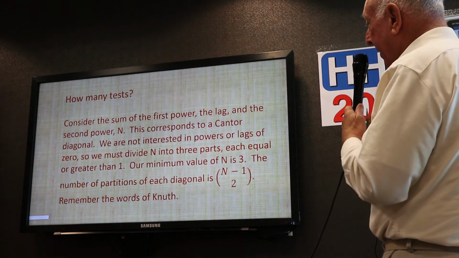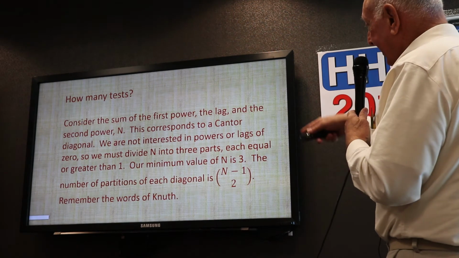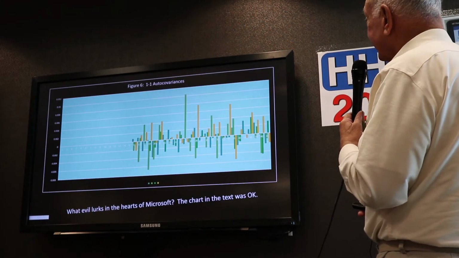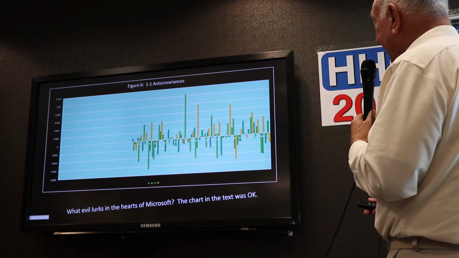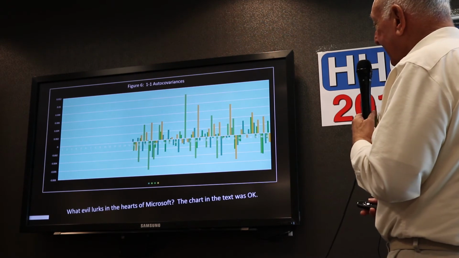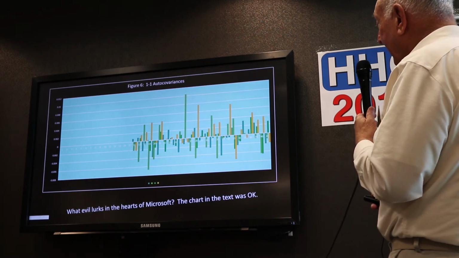So that shows you about how many different tests you could do. Okay, now I tried to get this chart from Excel into PowerPoint.